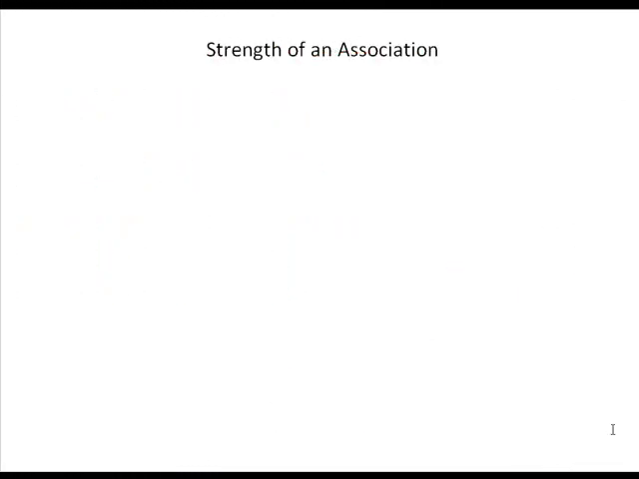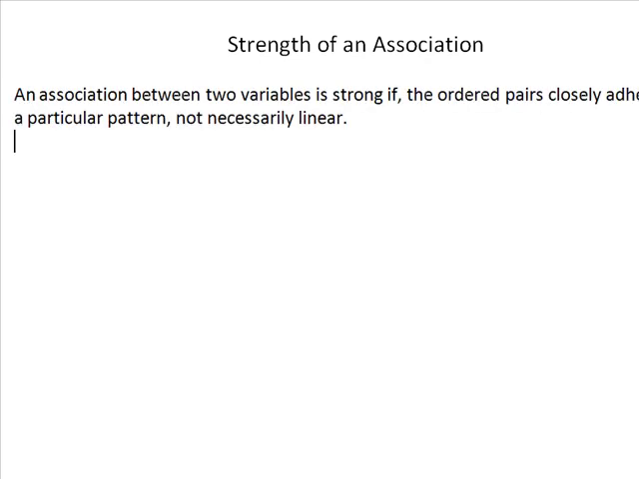Another important topic, strength of an association. What do we mean by the strength of an association? An association between two variables is strong if the ordered pairs closely adhere to a particular pattern. And again, I want to remind you, not necessarily linear. So this is kind of a general idea.